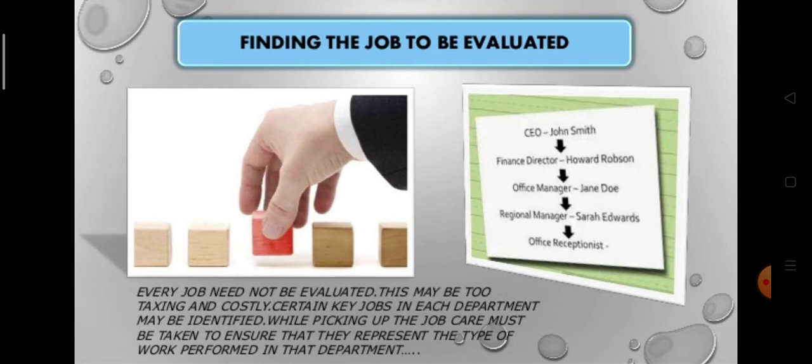So finding the job to be evaluated. First, we have to identify what job is to be evaluated. So that must be the first process. So we have to evaluate a manager post or a clerk post or a deputy manager post or assistant manager post. So we have to identify the particular job. The first main step in the process is identification of the job for evaluation.